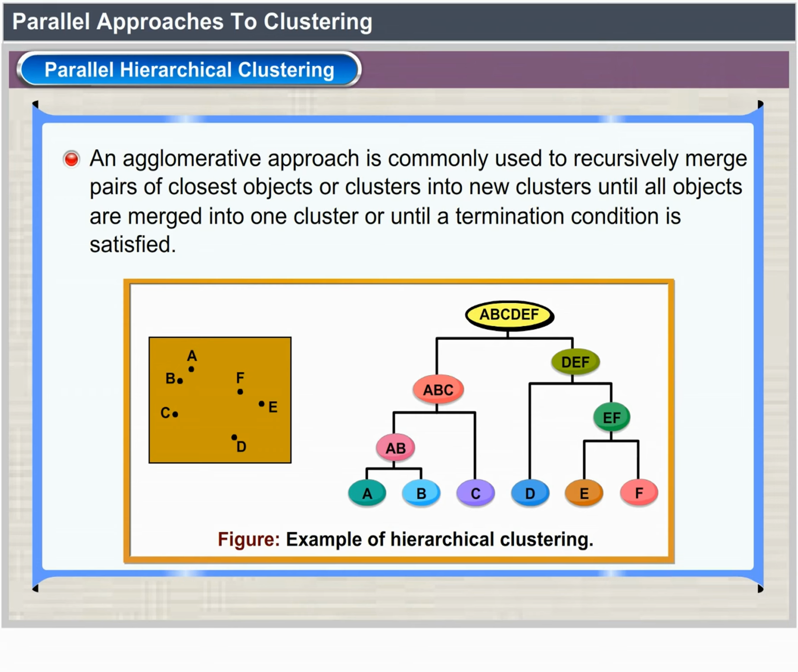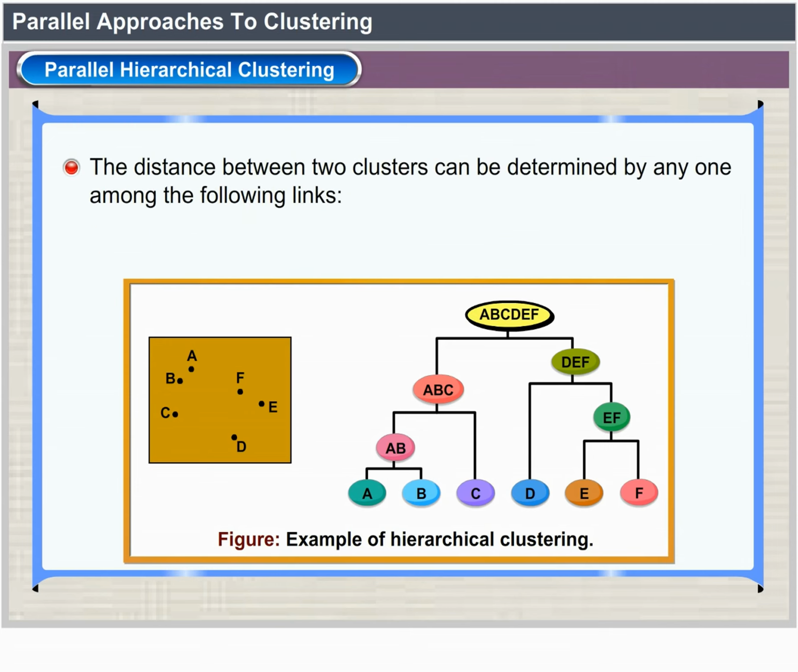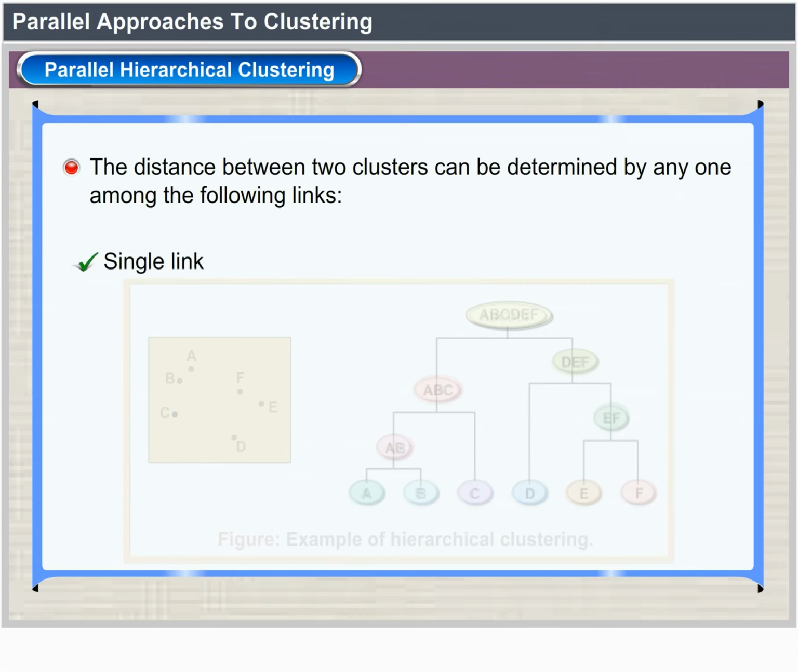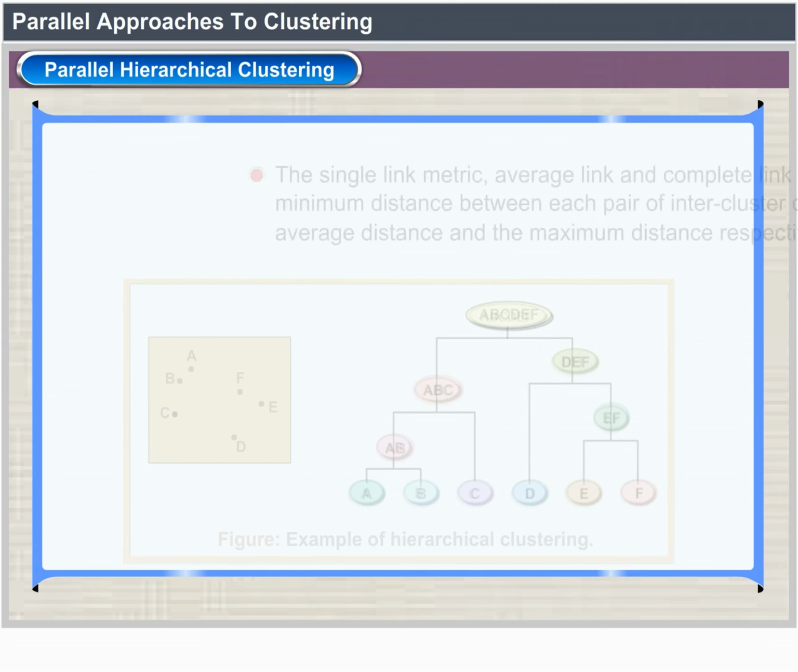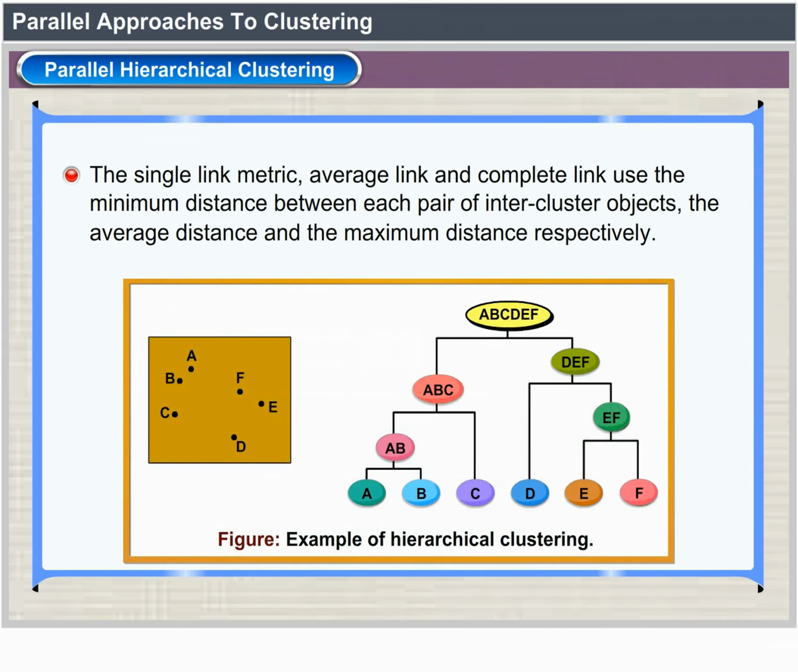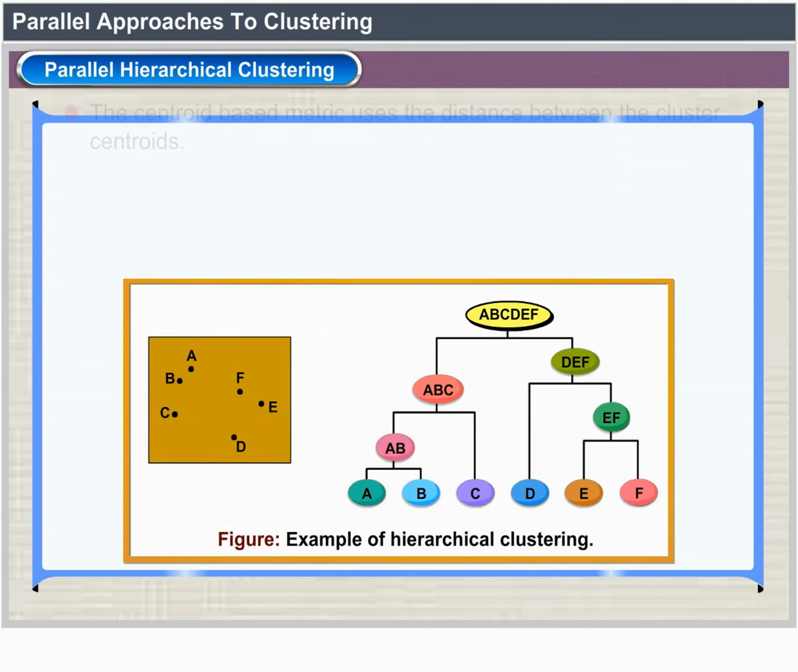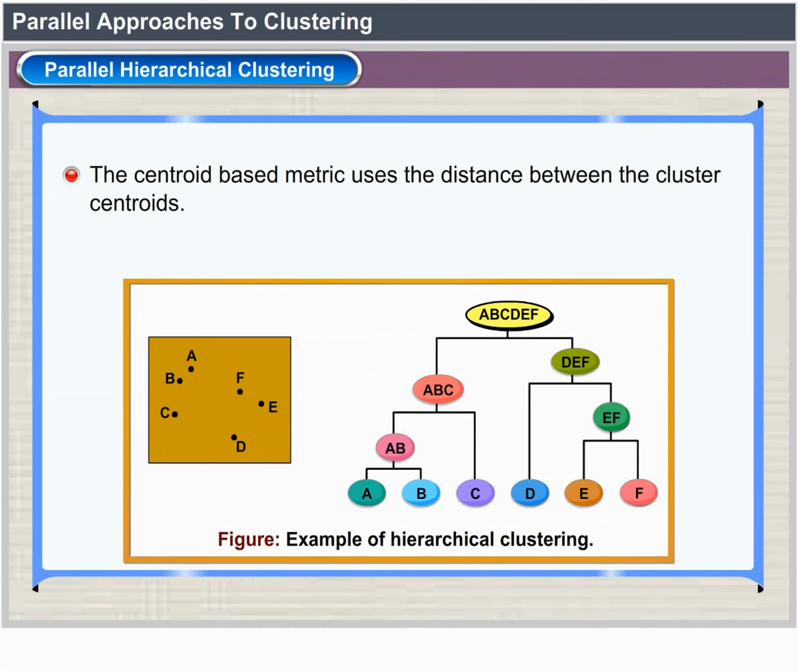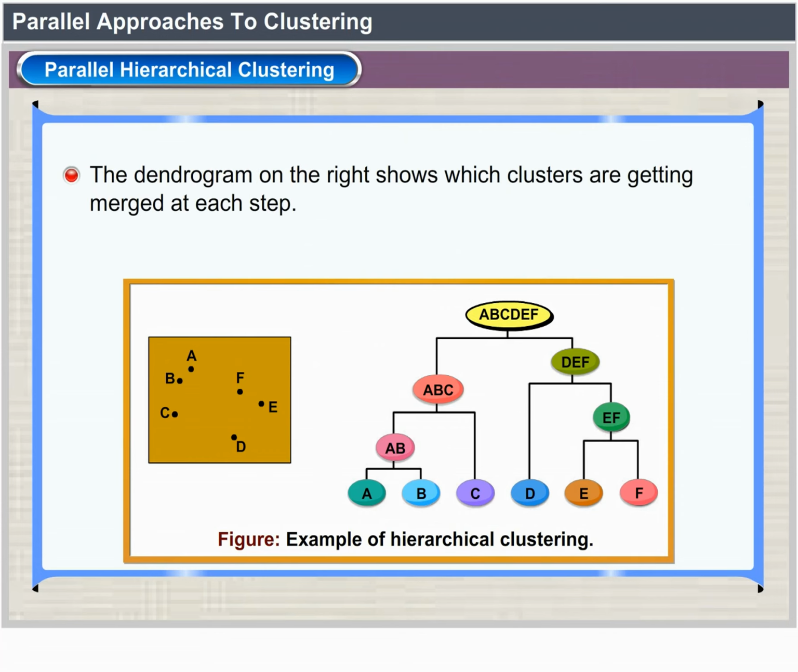The distance between two clusters can be determined by single link, average link, complete link, or centroid-based metrics. The single link metric uses the minimum distance between each pair of intercluster objects, average link uses the average distance, and complete link uses the maximum. The centroid-based metric uses the distance between the cluster centroids. The dendrogram on the right shows which clusters are merged at each step.